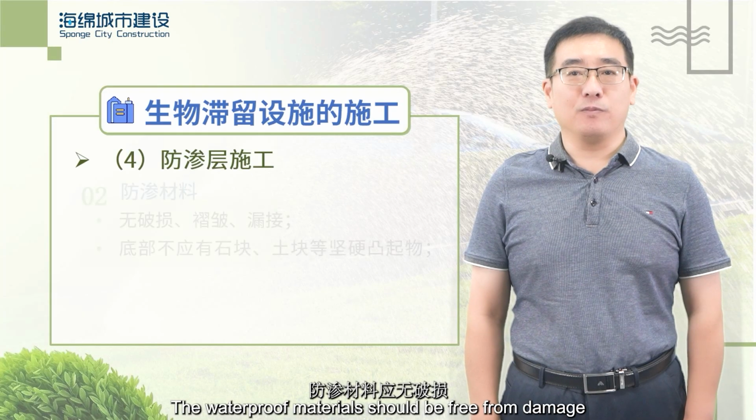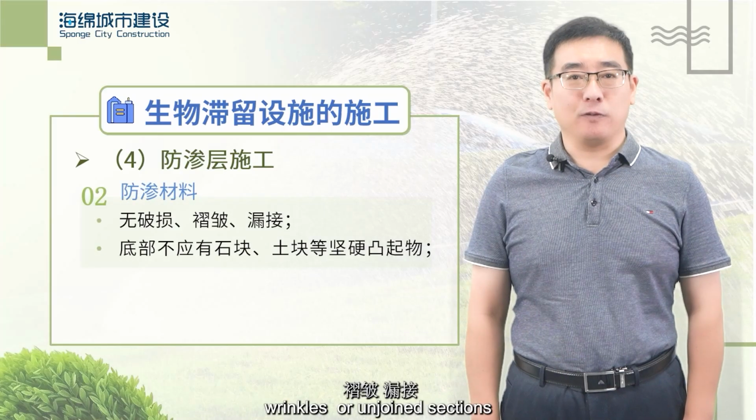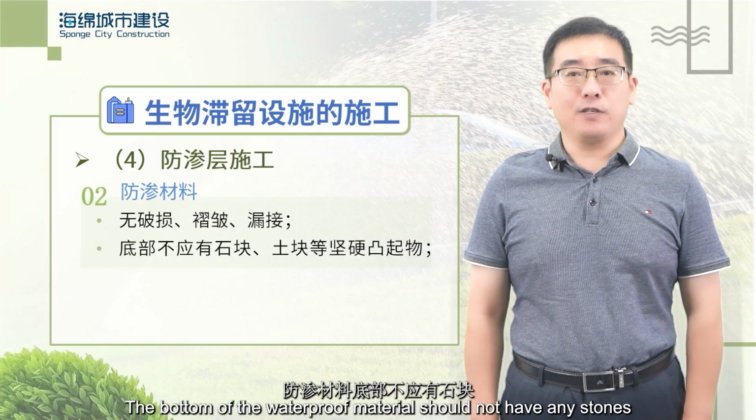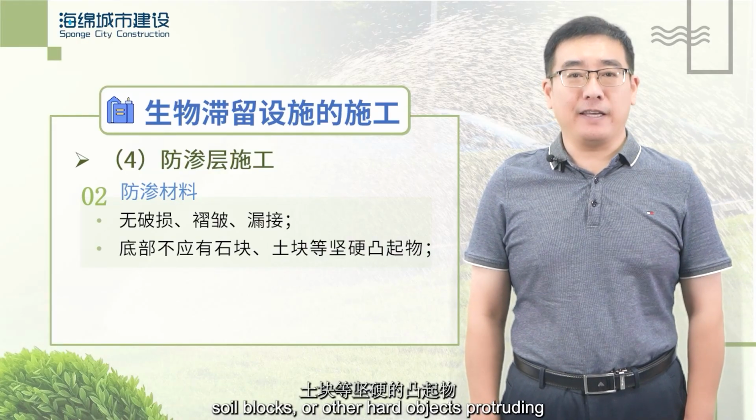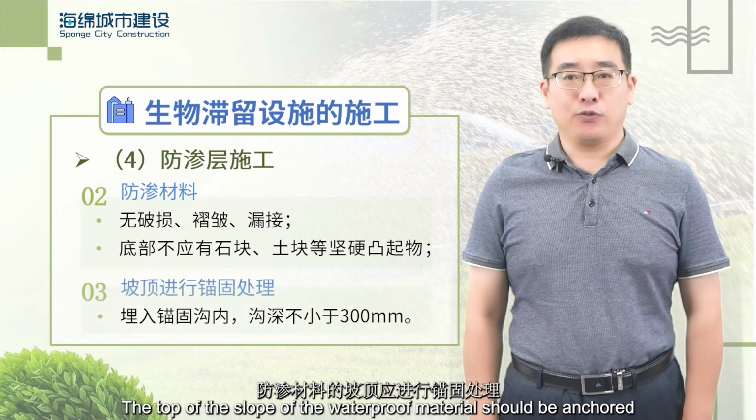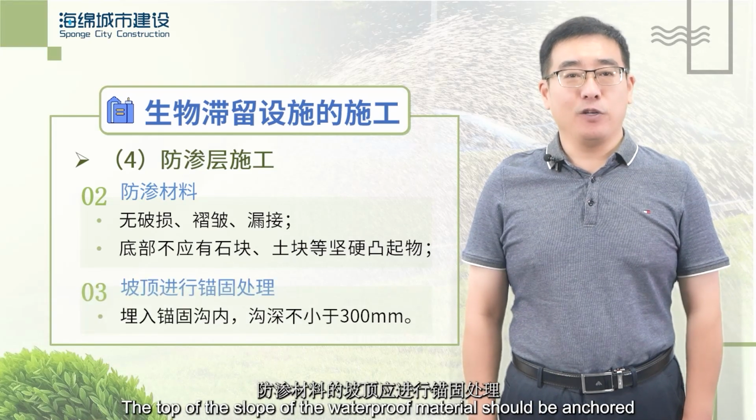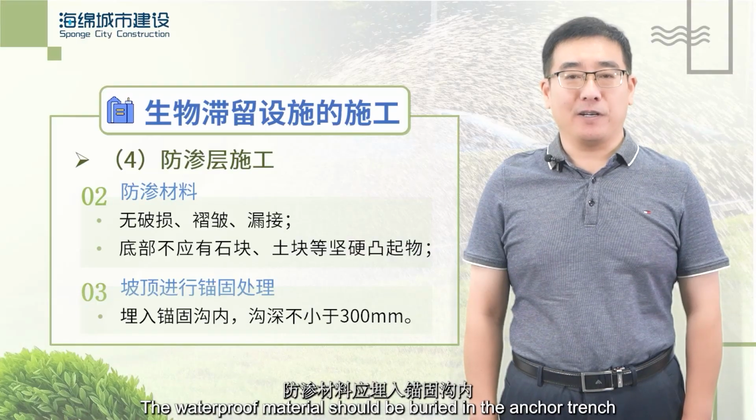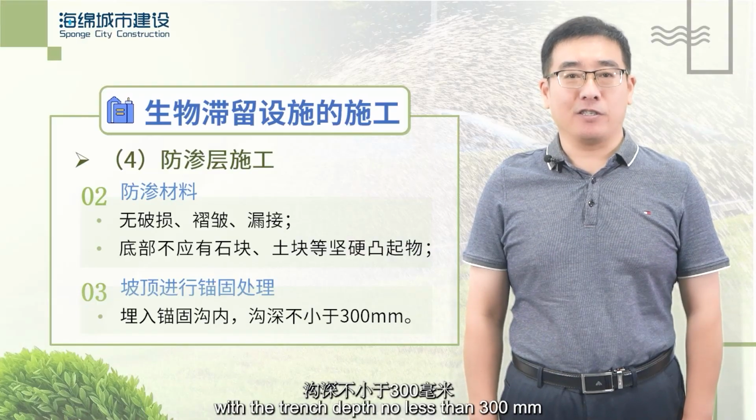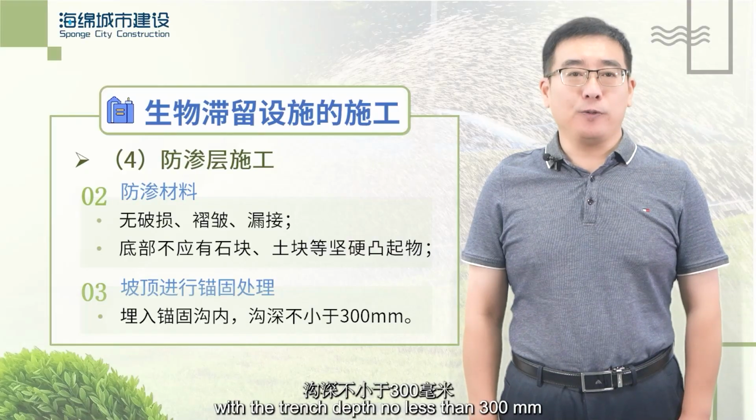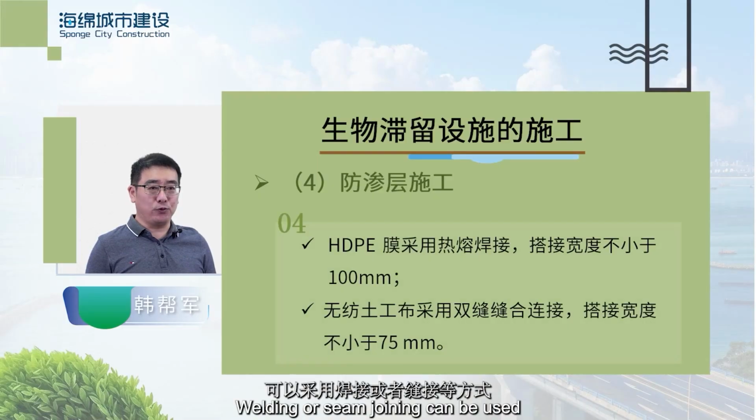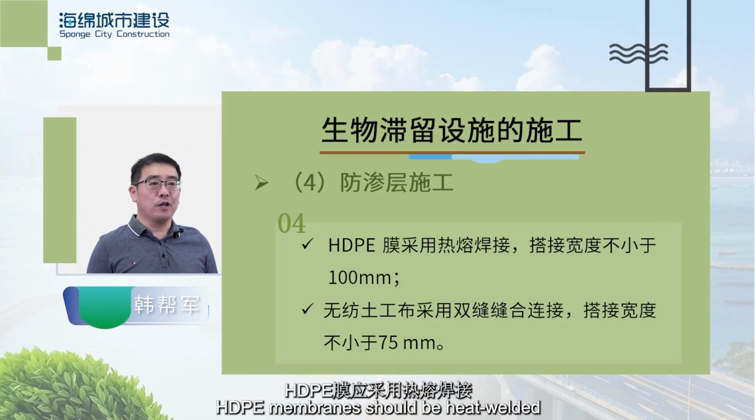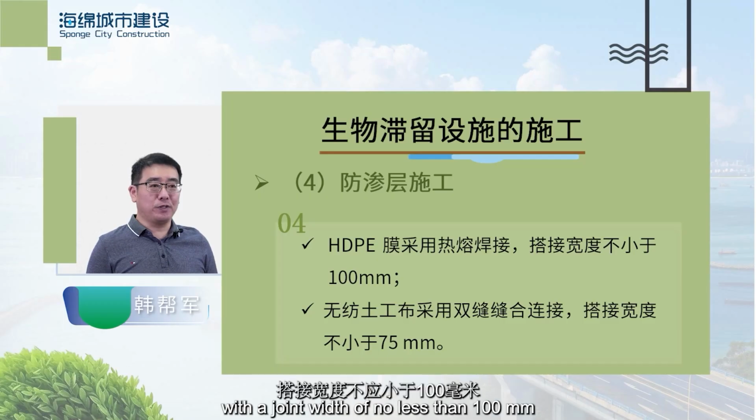The waterproof material should be free from damage, wrinkles, or unjoined sections. The bottom of the waterproof material should not have any stones, soil blocks, or other hard objects protruding. The top of the slope with the waterproof material should be anchored. The waterproof material should be buried in the anchor trench, with the trench depth no less than 300 millimeters. For the splicing method of waterproofing materials, weld and wall seam joining can be used. HDPE membranes should be heat welded, with a joint width of no less than 100 millimeters.